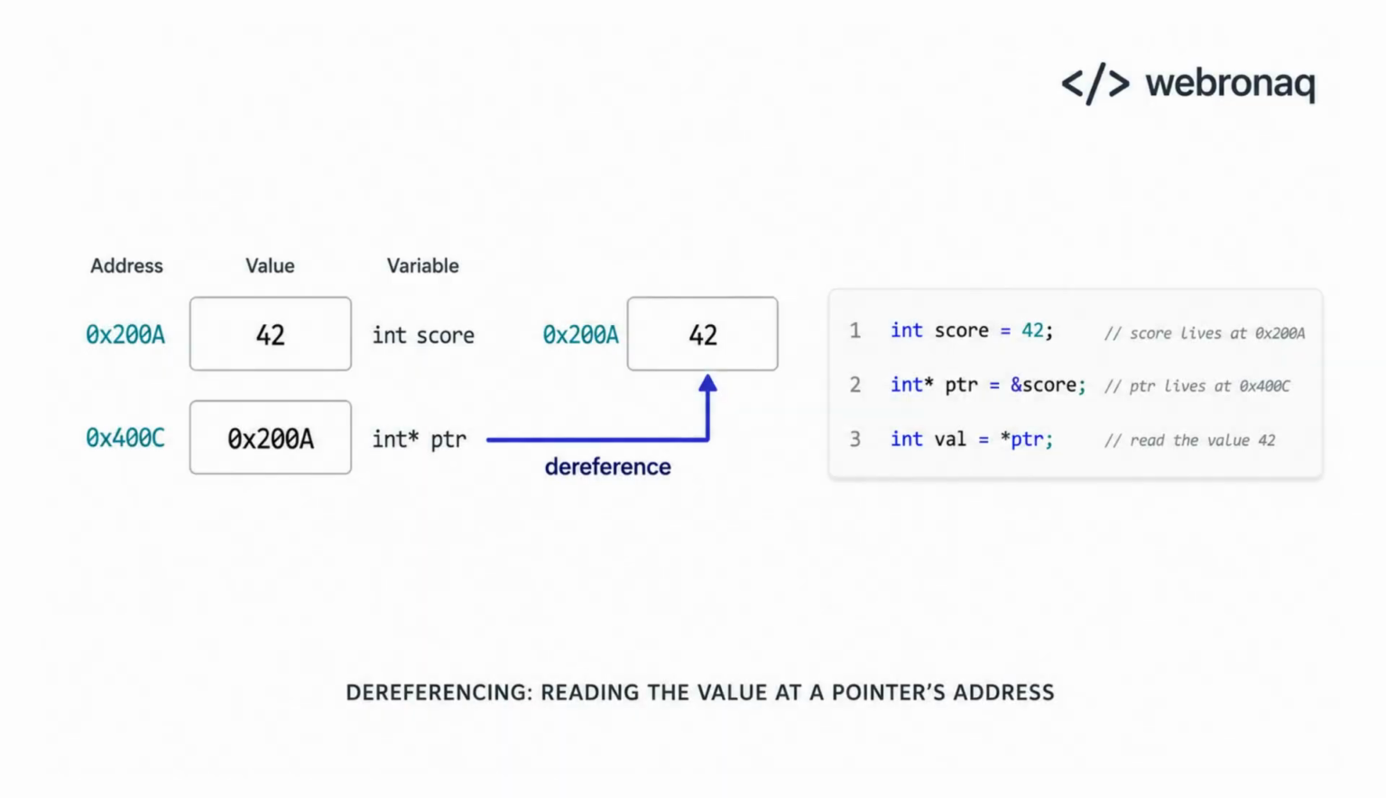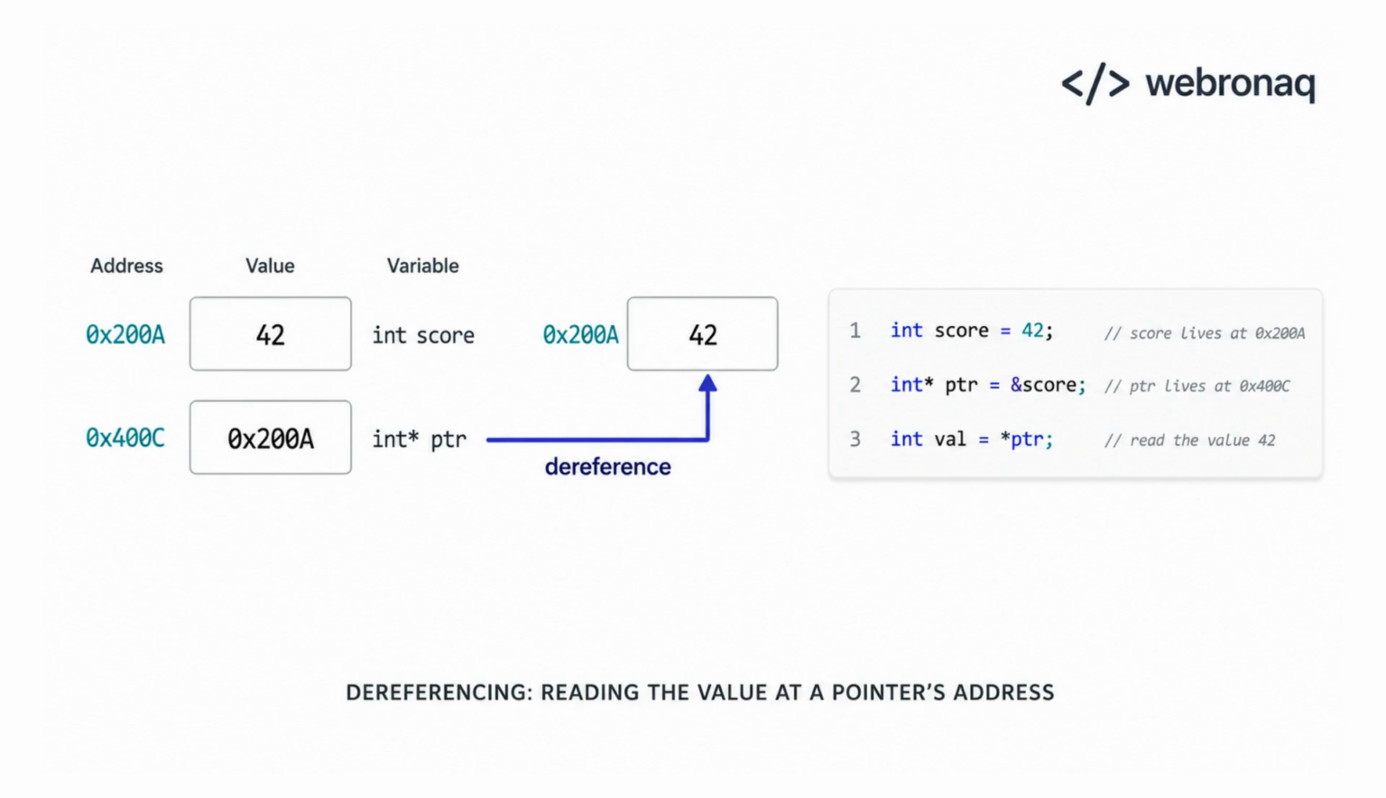Now let's look at dereferencing, using a fresh example that keeps the same idea we just built. Here we have an integer called score set to 42, and a pointer called ptr holding score's address. Different names, same pattern as before. But how do we actually get to the value sitting at that address? That is where dereferencing comes in.